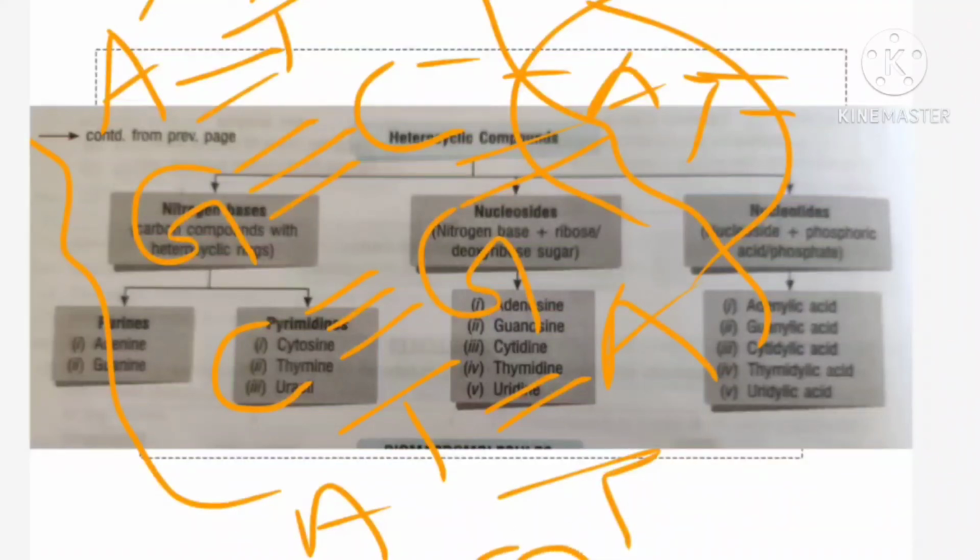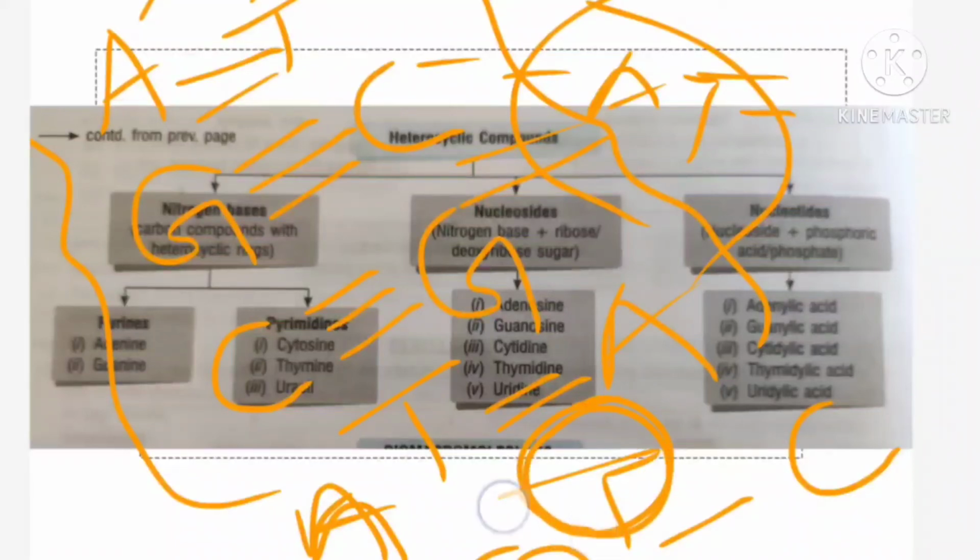Guanine is always pairing with cytosine. Okay. So whenever A is there, opposite to it what should be there? T. And whenever T is there, opposite to that what should be? It should be A. The same, whenever G is there, opposite to it what should be there? C. And whenever C is there, opposite to it what should be there?